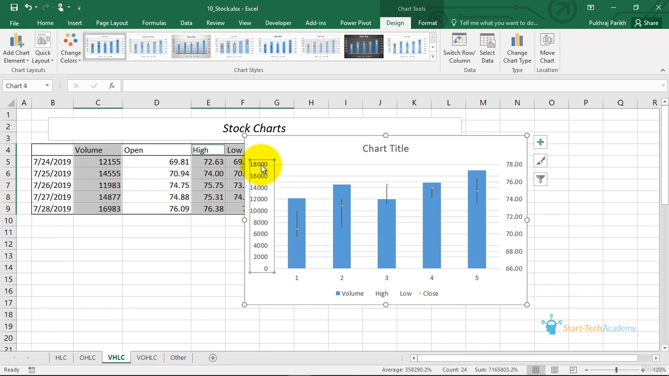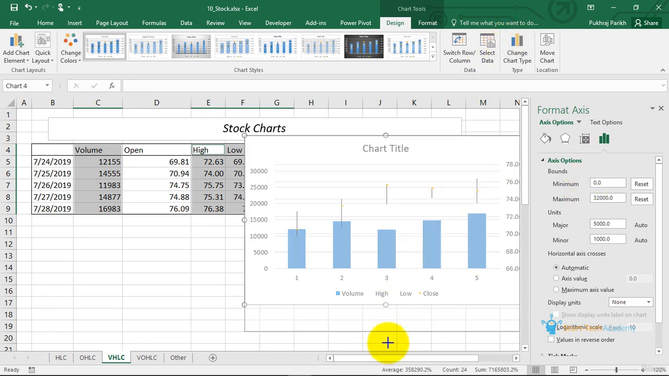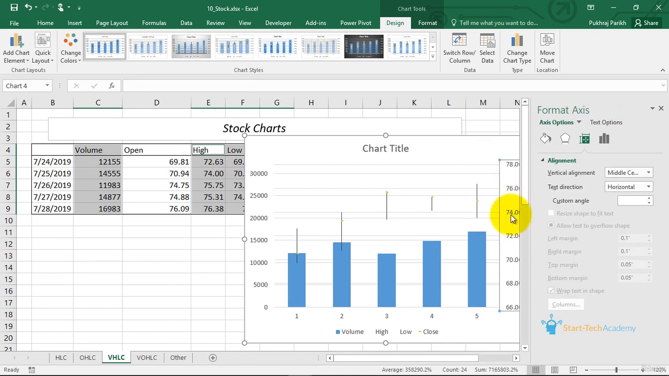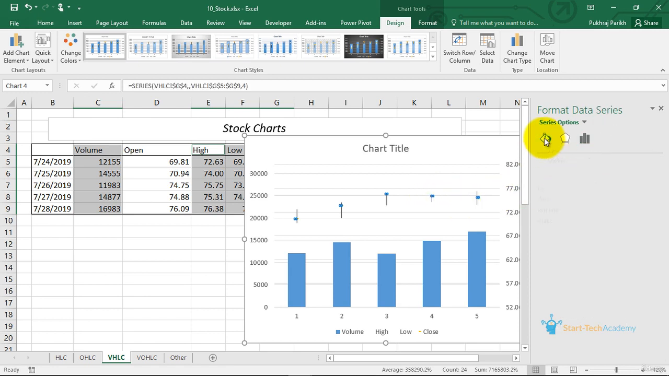So let us change the scale of the primary axis. It is ending at 18,000. We'll end it at 32,000 so that the bars are smaller. Now you can clearly see the amount of stock traded and the price fluctuation during the day. If you want to further remove this overlap, you can change the scale as you wish. So I'm changing the secondary scale here. So now you can see that the 2 charts are separated and you can clearly see both of these charts.